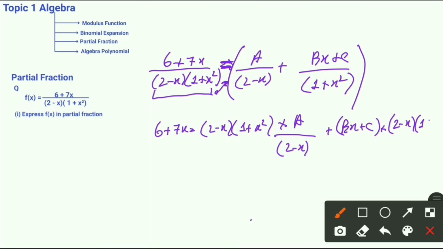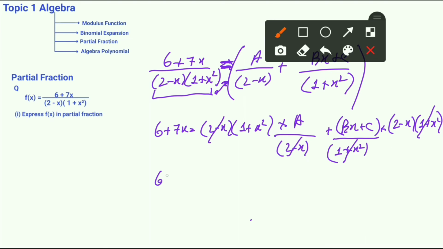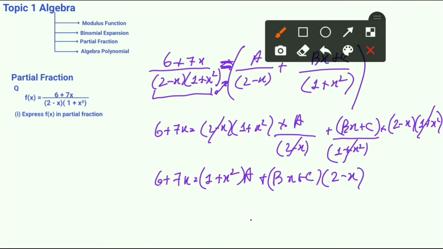So 6 + 7x is equal to (2 − x)(1 + x²) multiplied by A over (2 − x) plus (Bx + C) over (1 + x²). Cancel out 2 − x, and cancel out 1 + x² on the other term. Then what we have here is 6 + 7x = (1 + x²)A + (Bx + C)(2 − x). There you go, we have this now.